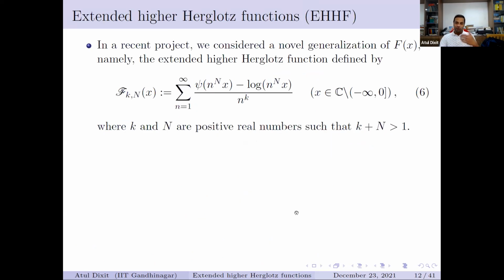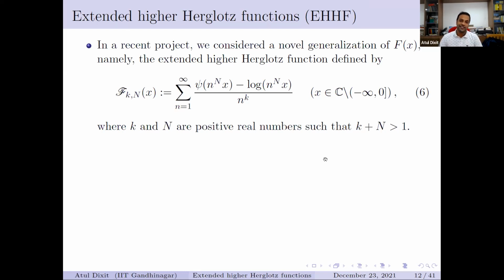Now, in our work with Rajat and Rahul, we looked at a different generalization of the higher Herglotz function that we call the extended higher Herglotz function, EHHF. It is defined in this way. What you do is you have this parameter n that you put in the exponent of n. And as long as you have k and n which are positive real numbers such that their sum is greater than 1, the series is convergent for any x in the slit complex plane.